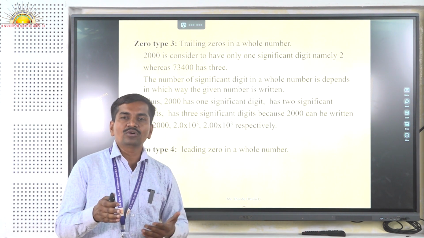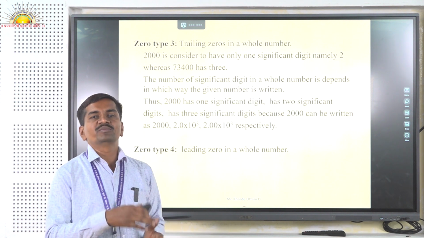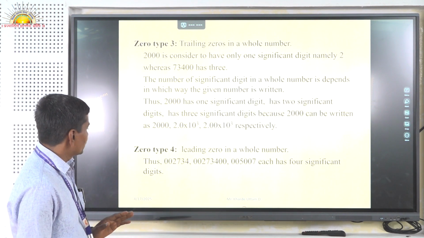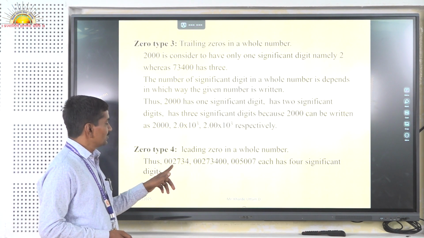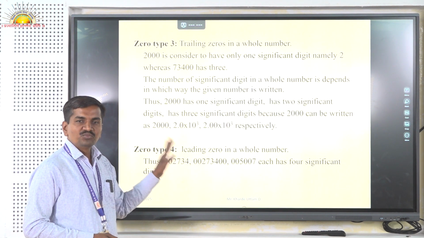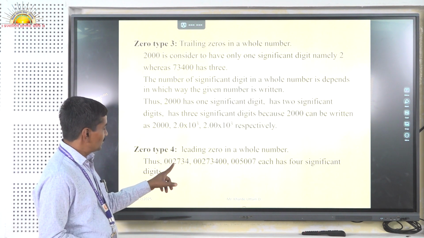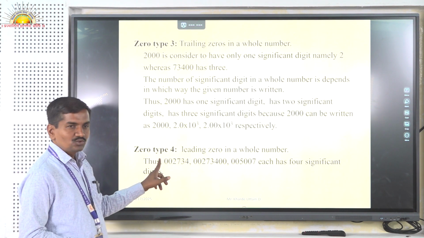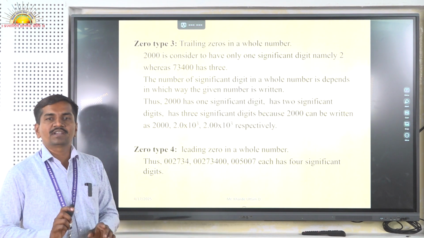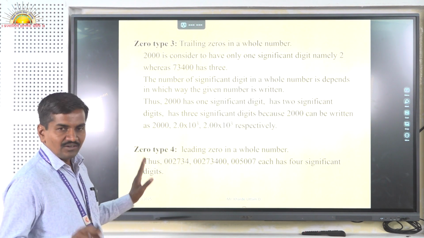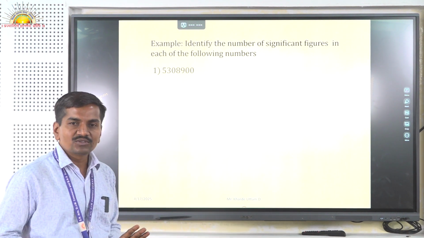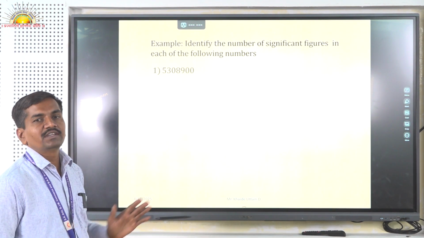Now another type of zero, leading zeros in a whole number. That means zeros at the beginning of a whole number, which we will not consider significant digits. For example, if we write 002734, then in this number there are only 4 significant digits, namely 2734, and the 2 zeros at the start of the number are not considered significant digits. Is that clear?